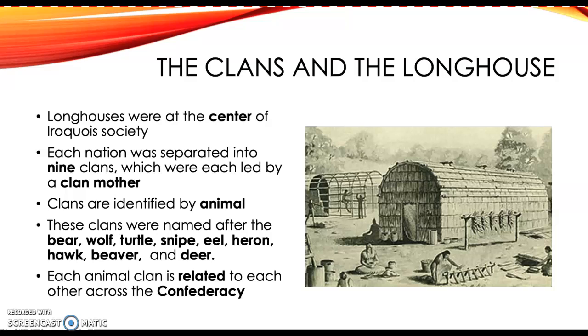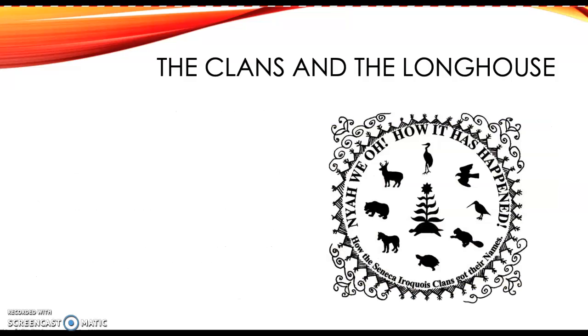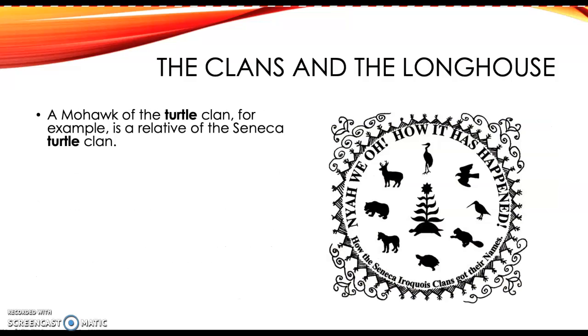Each animal clan is related to each other across the Confederacy. A Mohawk of the Turtle clan, for example, is a relative of the Seneca Turtle clan.